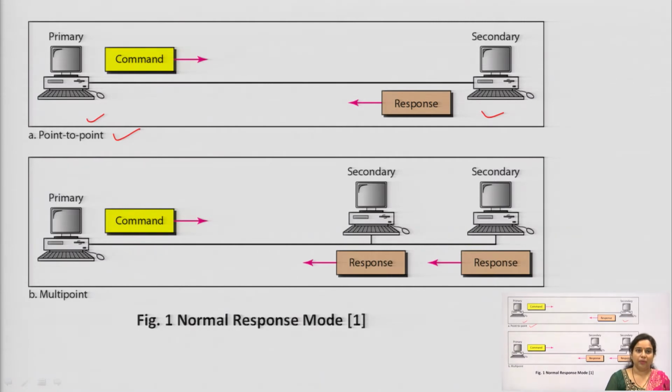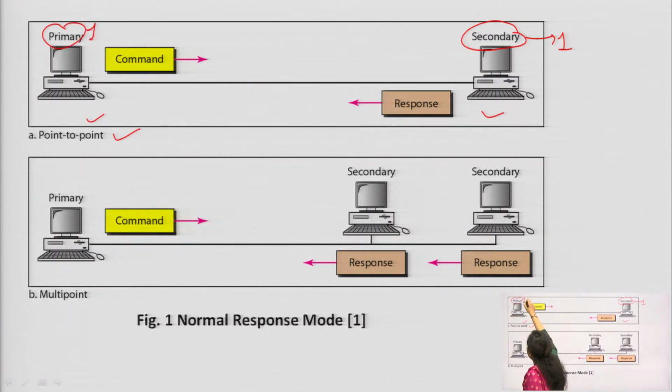So, that is known as the primary device, and there can be more than one secondary device available, but in this case, that is the normal response mode point to point, only one secondary device will be there. The number of secondary devices will be 1 and the primary device is exactly 1.